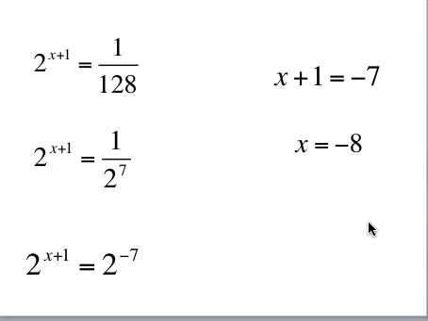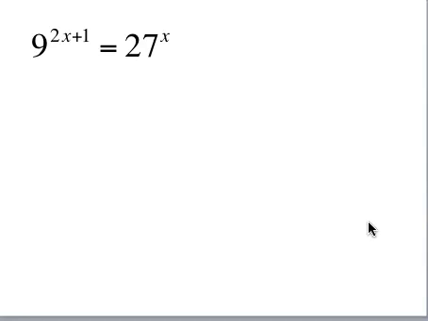Now, the next example requires a little bit of a twist. We have 9 to the 2x plus 1 is 27 to the x. Now, 27 is not a multiple of 9. 9 to the first is 9. 9 to the second is 81. But they are both multiples of 3. 9 is 3 times 3. 27 is 3 times 3 times 3. That is what's going to enable us to solve this problem.